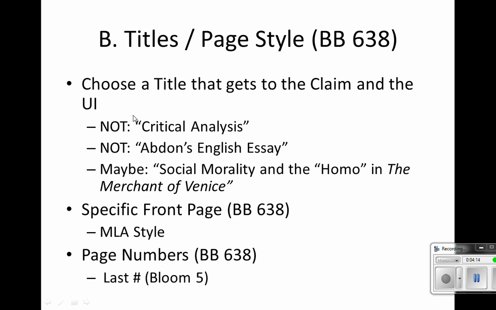I'm going to look at titles. As you create a title for your essay, get a little bit more creative than critical analysis or Abden's English essay. A good example might be social morality and the homo in The Merchant of Venice, as this person would be discussing homosexuality versus homosociality. In Merchant, something we've kind of discussed in class, you're going to be linking it to morality, and it's probably going to be a cultural criticism. So I can get all that from the title.